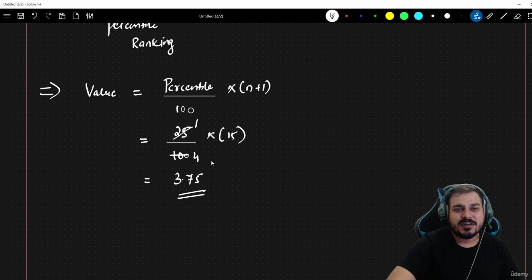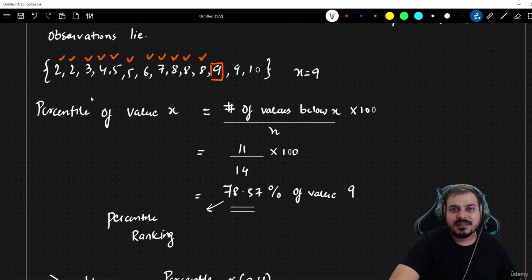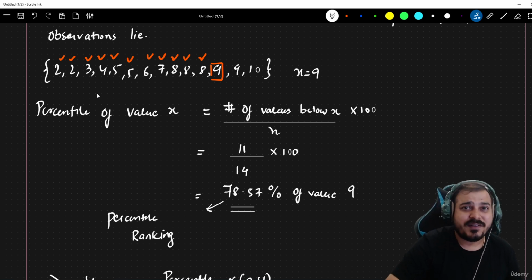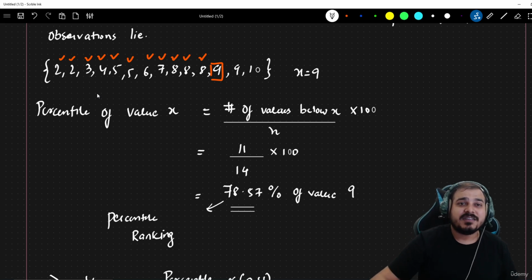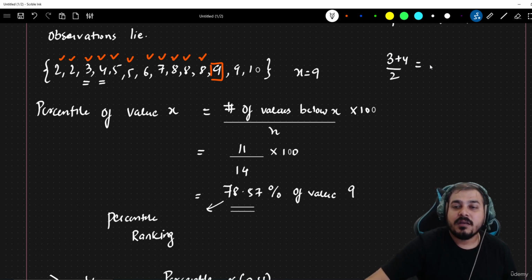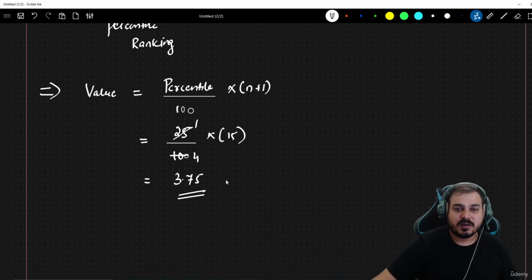So the value that it is showing is 3.75. But is there 3.75 anywhere in this distribution? No, it is not there, right? 3.75 is not there. So whenever we get a fraction like 3.75 in this kind of scenario, I will take the third and the fourth number and calculate the average of them, which is nothing but 3.5. So if I want to find the 25 percentile of this entire distribution, the answer will be 3.5.